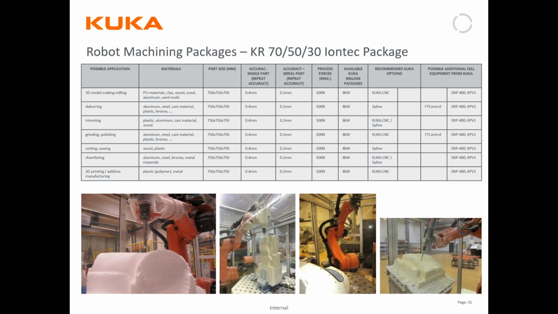The single part accuracy observed with an IronTech robot was 0.4 millimeters, whereas the serial part, which is the repeat accuracy, was 0.2 millimeters. The maximum process force for this is 500 newtons, and the spindle which is used for this particular robot size is an 8 kilowatt spindle. So we have three different types of spindles available: 8 kilowatt, 12 kilowatt, and 16 kilowatt spindles.